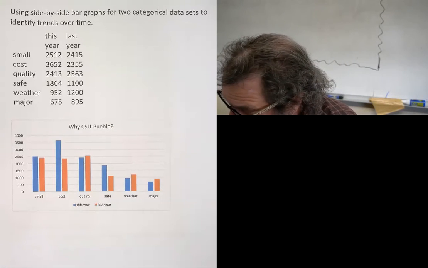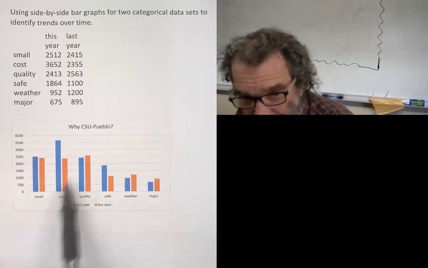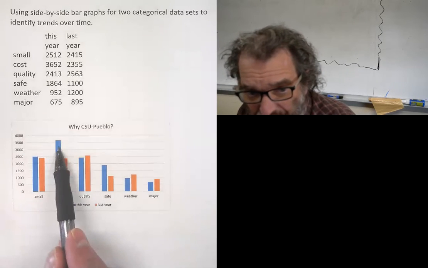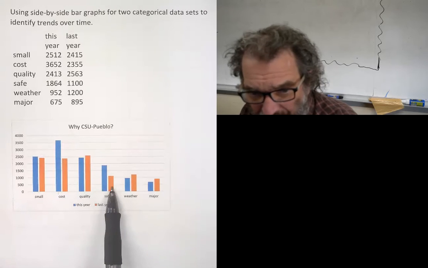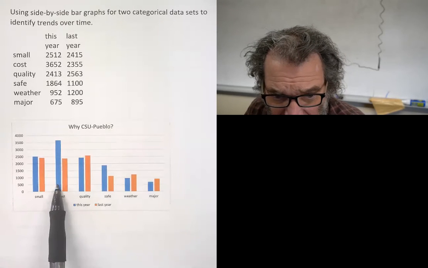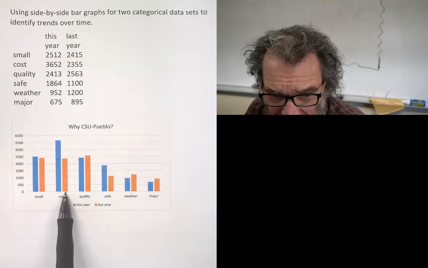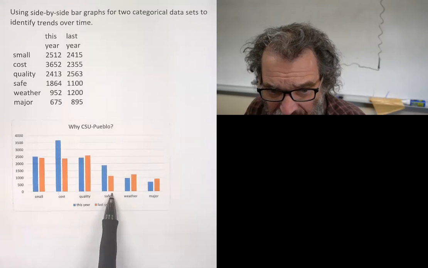And the only thing that really seems like it might have changed, of course this is somewhat made up information, is here, this blue bar shrank quite a bit, but otherwise things are about the same. So this year, the cost was more important than last year, and this year, safety was more important than last year, but otherwise things are just about the same.